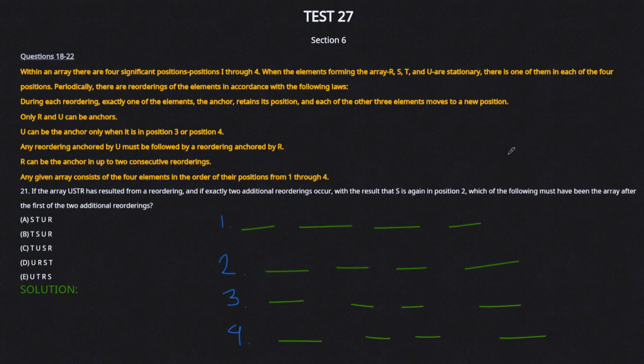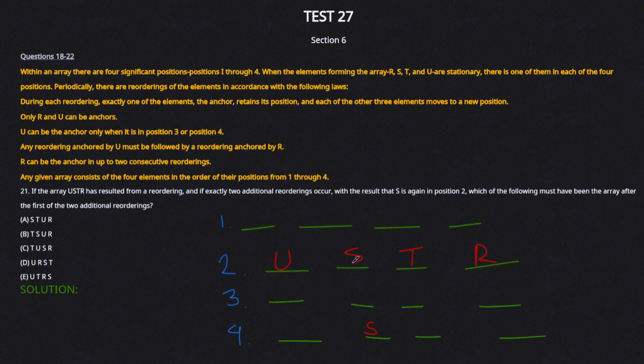So we have 4 total reorderings, and for the second one, we know that we have USTR, which has resulted from the first reordering, and then we have 2 additional ones. And we know if exactly 2 reorderings take place with the result that S is again in position 2, so S has to be here. Which of the following must have been the array after the first of the two additional reorderings.